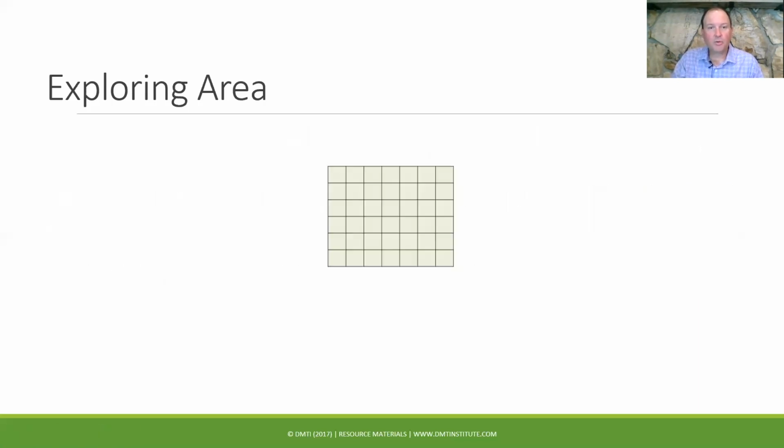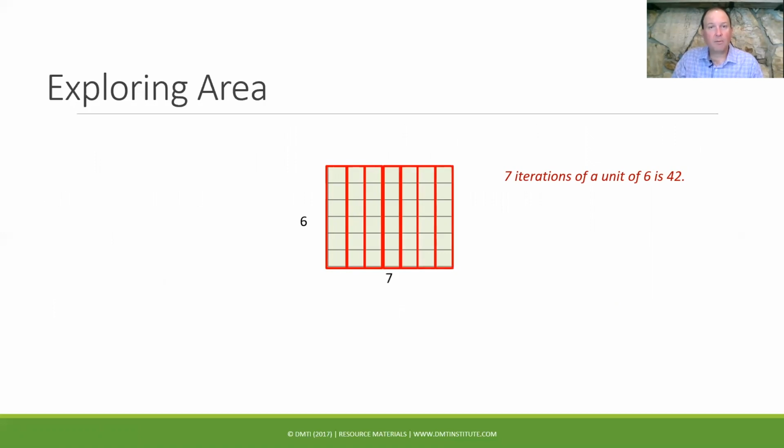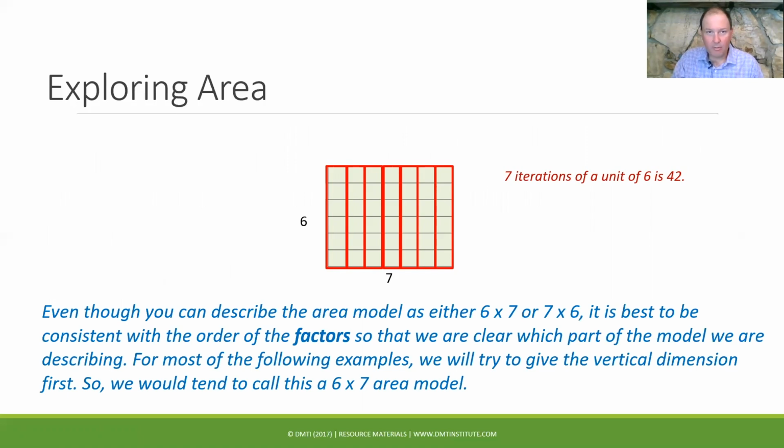So we want to press students conceptually to look at the area of a rectangle like this as 7 iterations of the unit of 6. If we look at the unit of 6 as that column, that unit of 6 gets iterated across 7 times to compose my 42 square units in that rectangle. Yes, we have the commutative property. We can absolutely look at that as 6 iterations of the unit of 7, if we look at a row of 7.